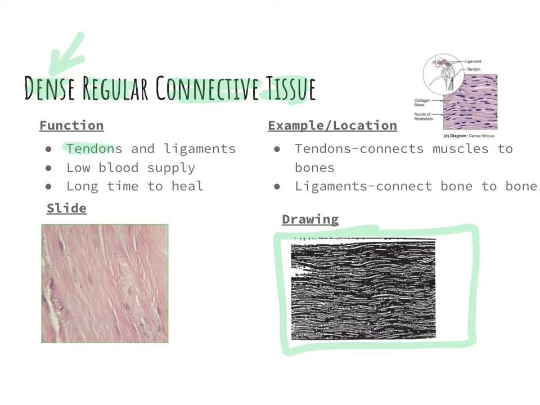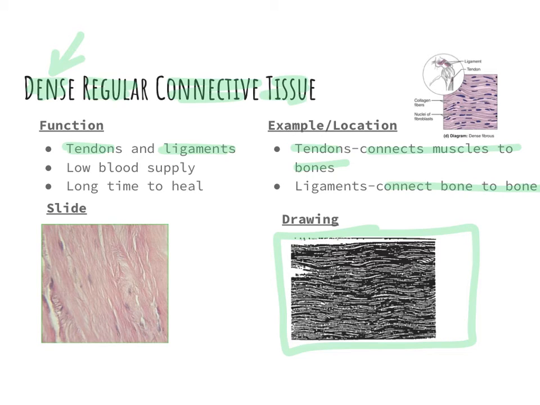These are your tendons and your ligaments. So tendons are connecting muscle to bone, and your ligaments are connecting bone to bone. We should write that down. Oh, it's already on the slide. I don't need to write it down. Tendons connect muscle to bones, and ligaments connect bone to bone.